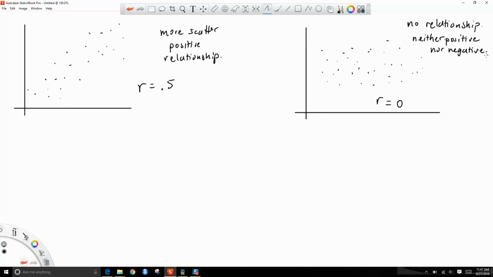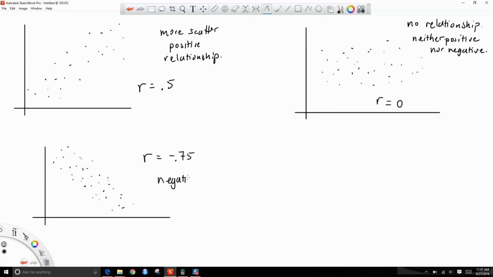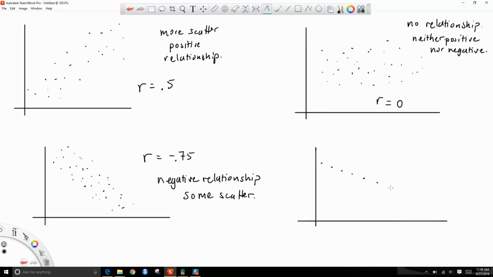Okay, and then as things start to trend in the other direction, you're going to get negative R values. I'm just eyeballing this, but I'm going to say R is negative 0.75 or something like that, okay? So negative trend, negative relationship, some scatter. And here we have R equal to -1, okay? Negative relationship, no scatter.